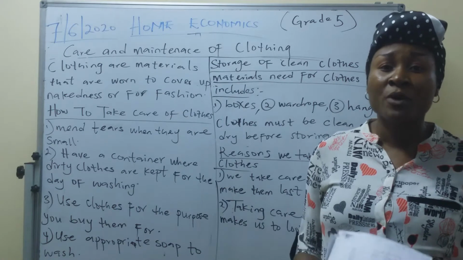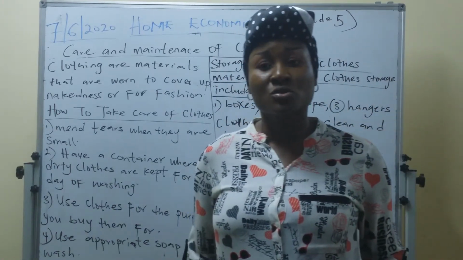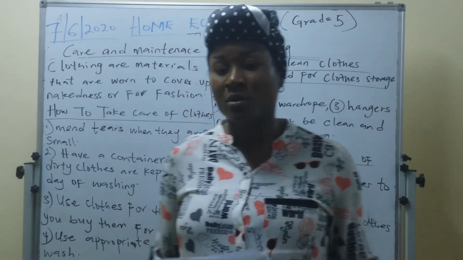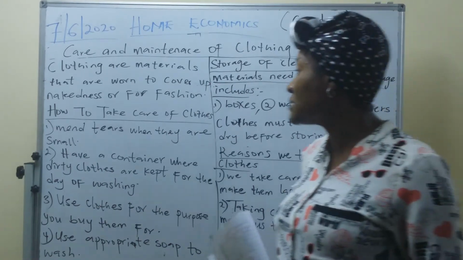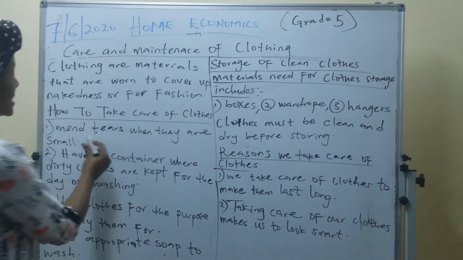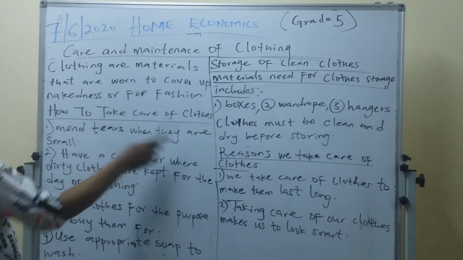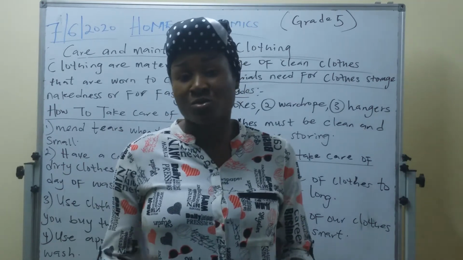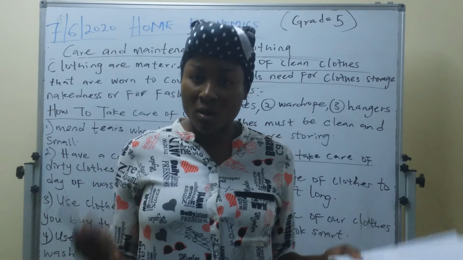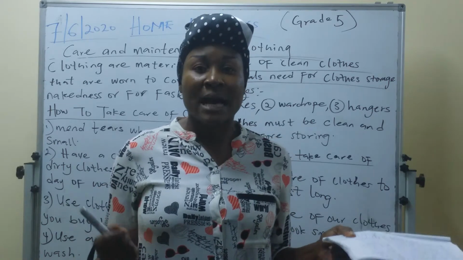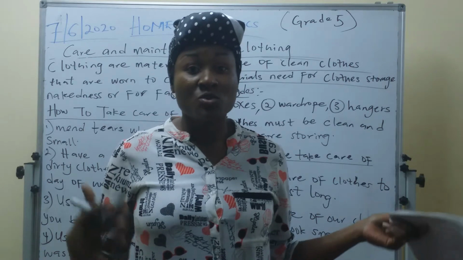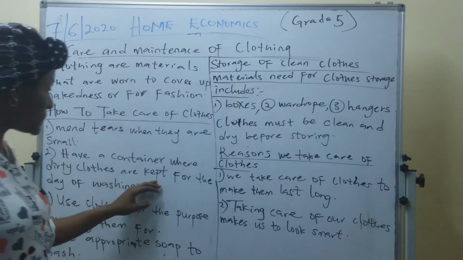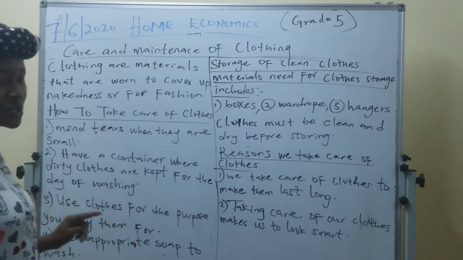Because once you don't take proper care of your clothes, the clothes tend to get worn out. You tend to destroy them before even putting them on. So we are going to list out a few ways of how to take care of our clothes. Mend tears when they are small. When you have a little tear on your clothes, try as much as possible to mend them before it gets worse or gets bigger, and before you know it, it will get what? Worse.